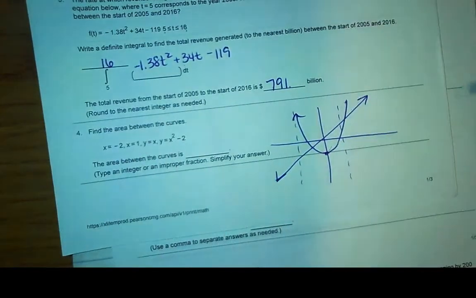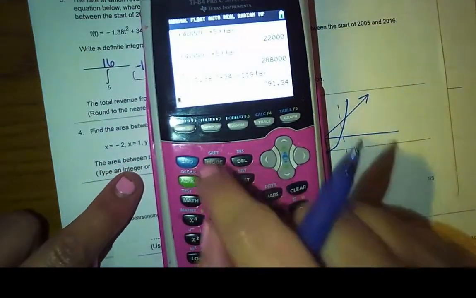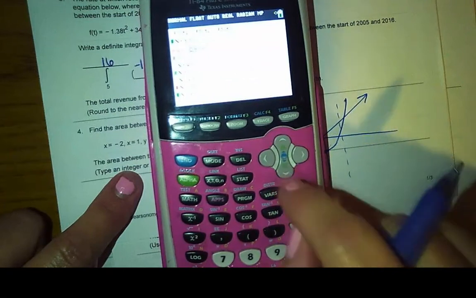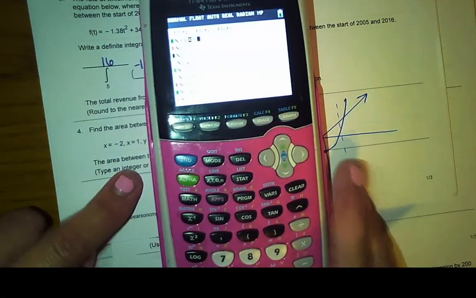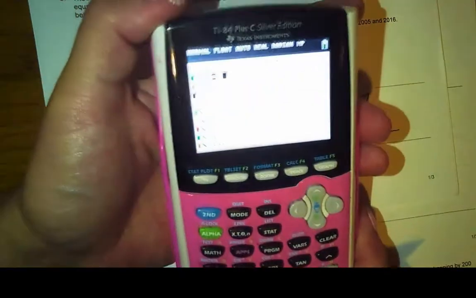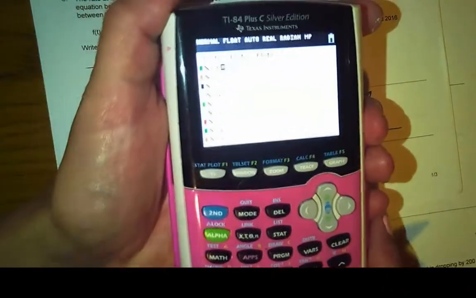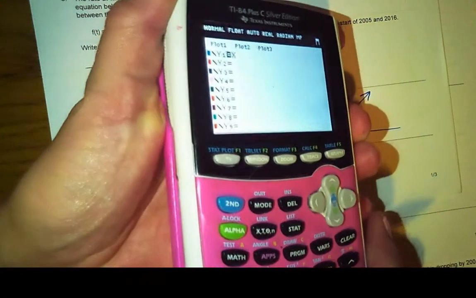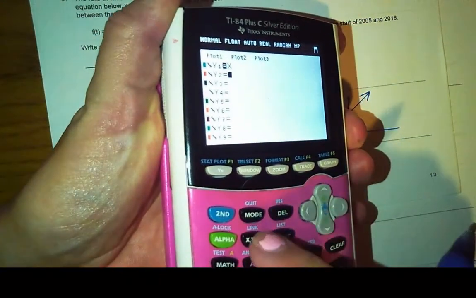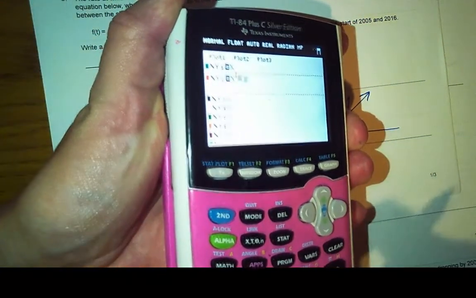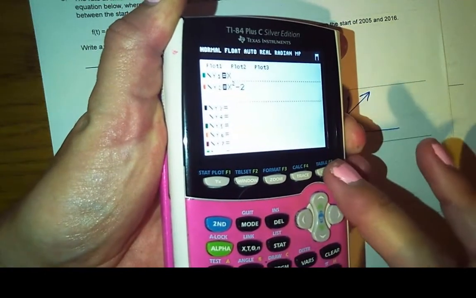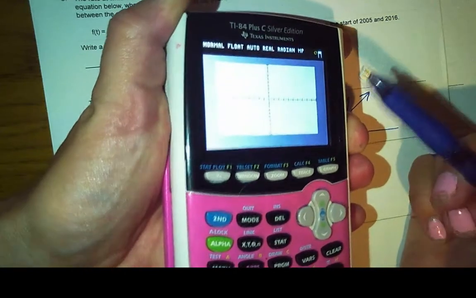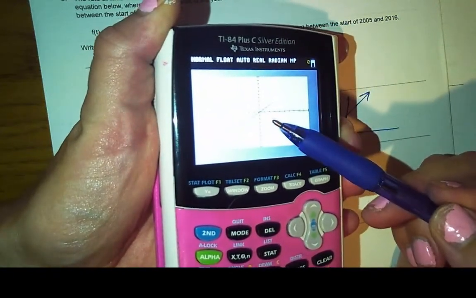If we graph this in our graphing calculator, what I have is y equals x on y1, and then y equals x squared minus 2 on y2. So what I want to do is watch the graph. The blue thing is y equals x.